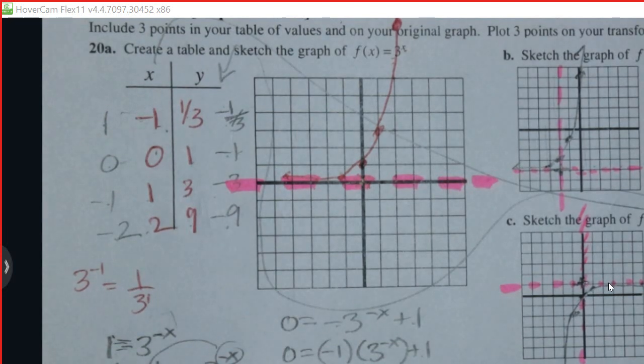I will check with him, and if he says you are able to identify the y by simply looking at the graph and the x by simply looking at the graph, then you can just write this down. If he says you have to show algebraically, then we're going to go through these steps.